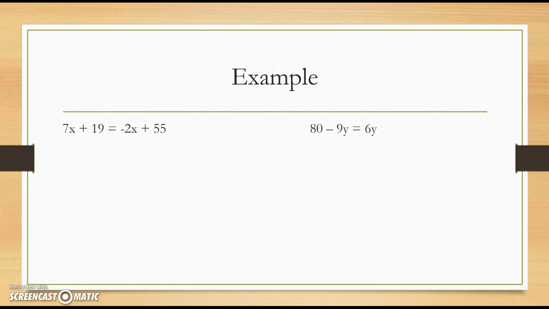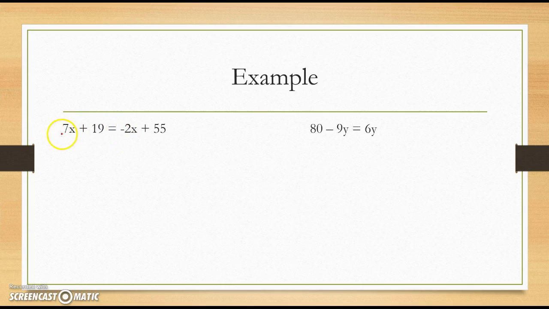So here's an example. We have 7x plus 19 equals negative 2x plus 55. So first step was to simplify each side of the equation. If we look at 7x plus 19, we can't combine those. Those are not like terms. Negative 2x plus 55, not like terms, can't combine those. So we can go to step 2 right off the bat. We want to combine the variables on one side of the equal sign. We want to make sure that in the end we will have a positive number in front of our variable. That's always a goal.